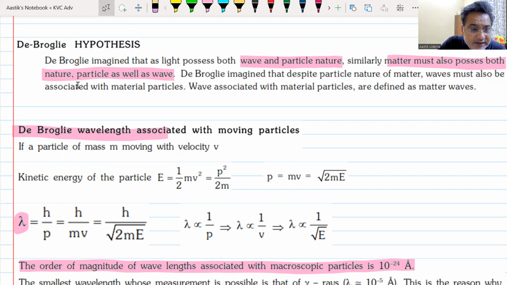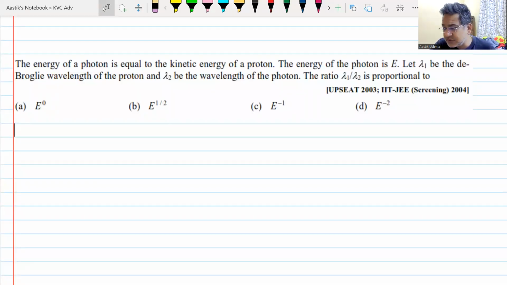Now, there is a high probability that you might get a question based on photons and matter waves, and this is the question that I am going to do. It's a question that came in one of the previous years, and I hope you get a similar question this year. The energy of a photon is equal to the kinetic energy of a proton. One is a photon, the other one is a proton. The energy of the photon is E. Let lambda 1 be the de Broglie wavelength of the proton, and lambda 2 the wavelength of the photon. What is the ratio of lambda 1 to lambda 2? I'll give you 2 minutes to give me the answer.